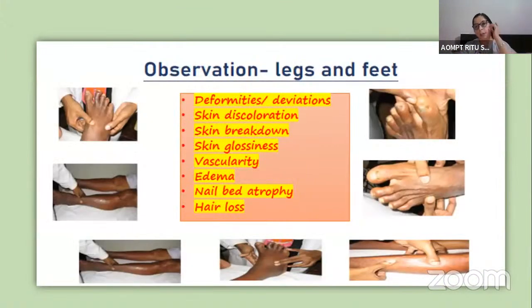And if the patient is having neuropathic pain, then we observe the legs and feet, how the skin looks: deformity, deviations, skin discoloration, skin breakdown, skin glossiness, vascularity, edema, nail bed atrophy, hair loss, which sir already explained in our yesterday session in full detail, how we can do skin observation of the legs and the feet, or in the hand, on the nails. So this can give us an idea related to the neural symptoms, or the same with autonomic dysfunction also.